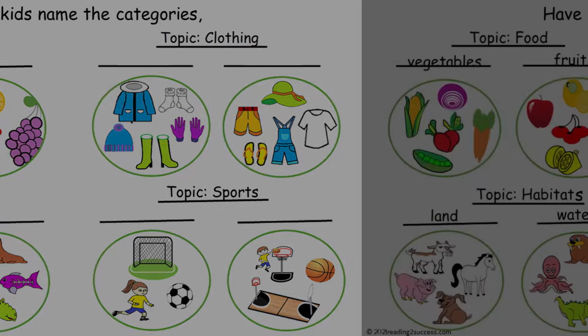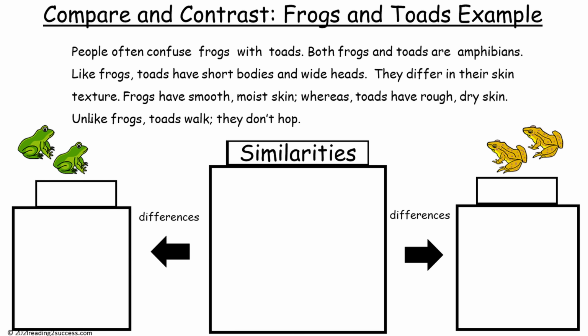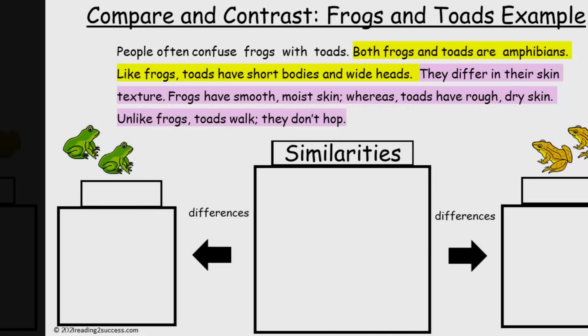Now we're going to have kids look at compare and contrast examples. It is determining the similarities and differences of the groups when reading. Our topics are going to be frogs and toads, and then cars and planes. Read the text with kids. Next, have kids highlight in yellow the similarities, how both frogs and toads are alike. They are amphibians. Like frogs, toads have short bodies and wide heads.